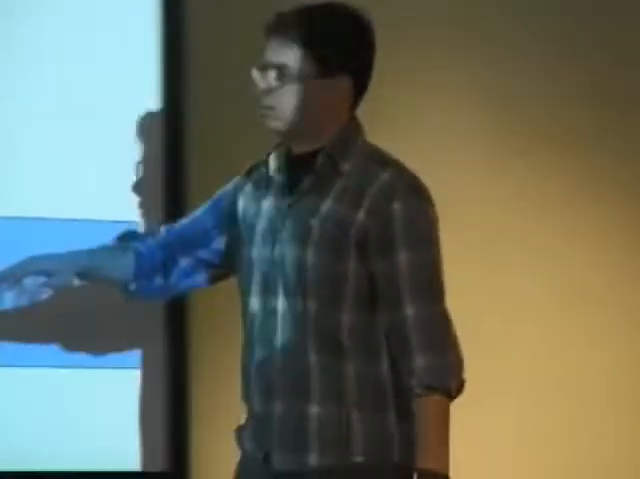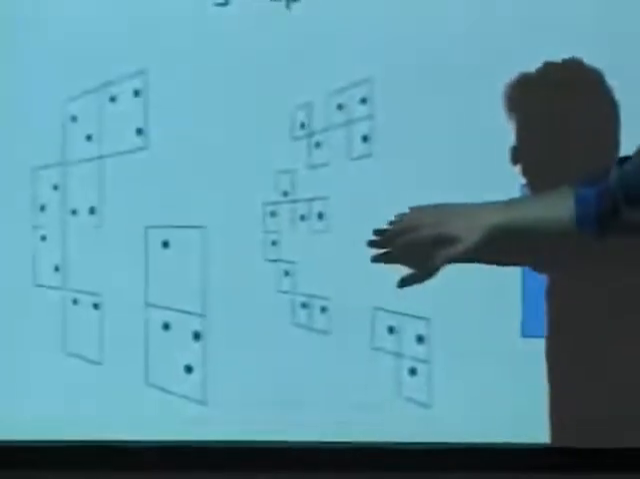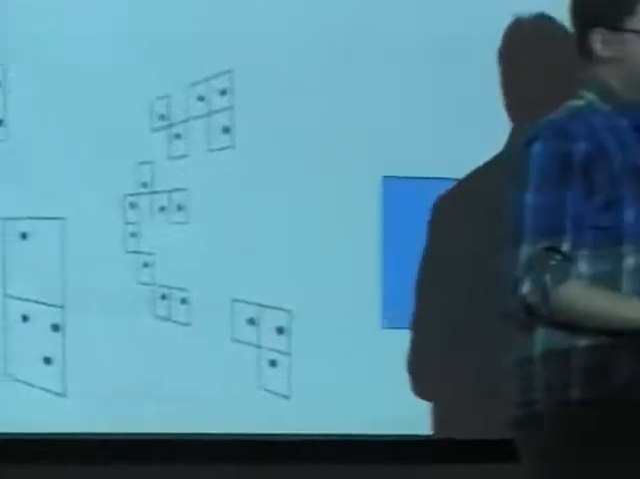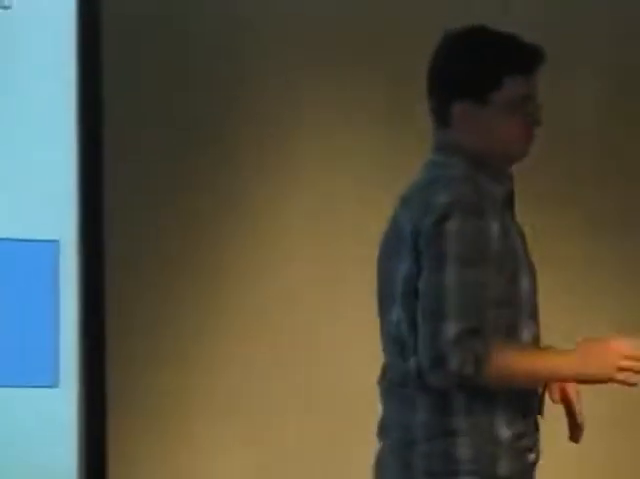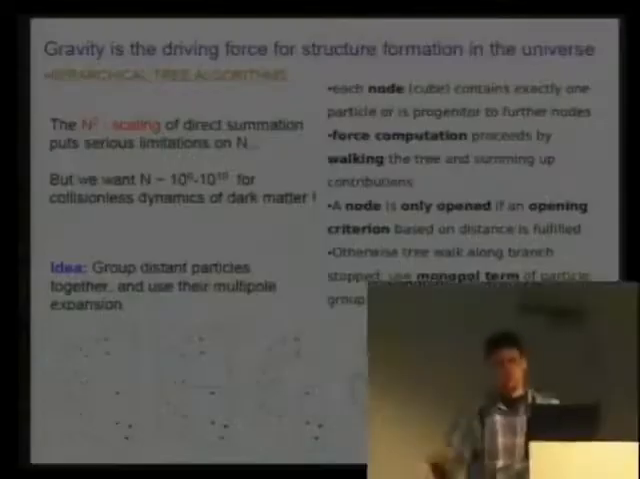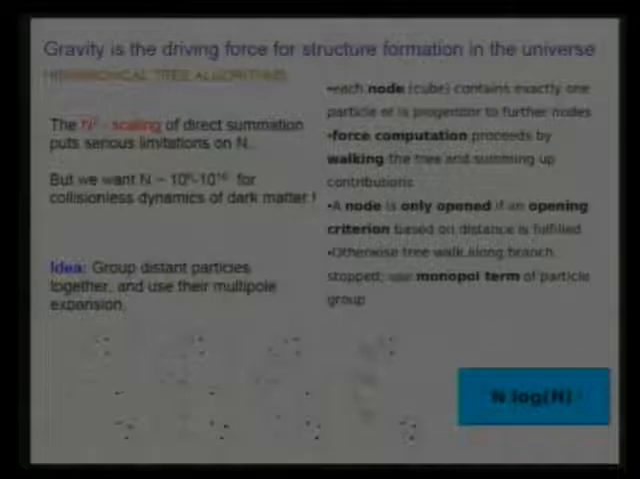And then you do the force calculation in a way that you run this tree downwards, and by a certain criterion you say, okay, I do not want to walk the tree further, I just stop here and take the force of the whole group and not of single particles. And this then gives you in the end this n log n.